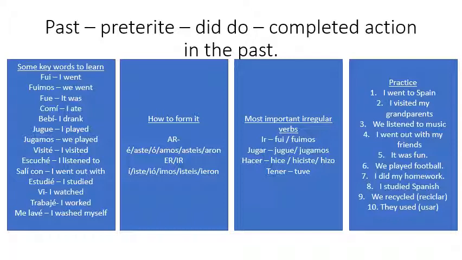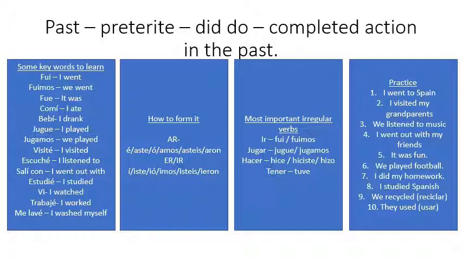Remember, we work from the infinitive. So for example, hablar, to talk. And then we'd take off the last 2 letters and we would add the new endings. Remember, the endings always go in the same order. So it's always é, aste, ó, amos, asteis, aron: I, you, he, she, it, we, you all, they. So for example, hablar: hablé, hablaste, habló, hablamos, hablasteis, hablaron.